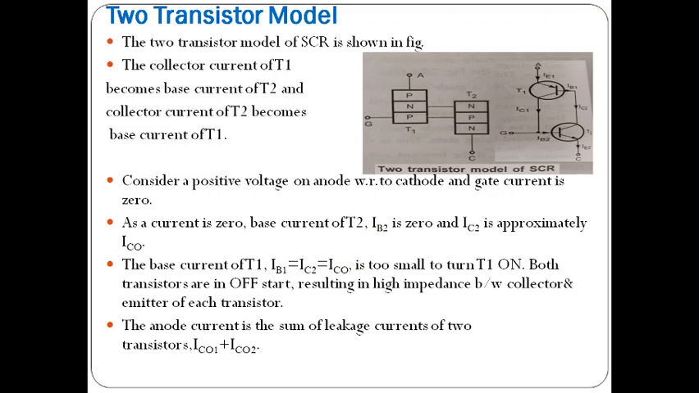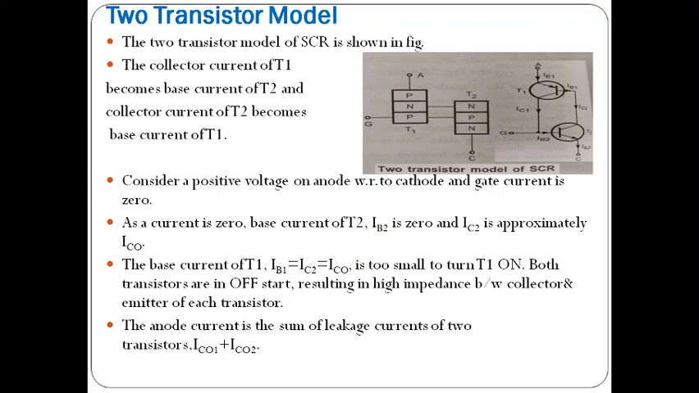Now, in the second case, we apply a positive gate voltage from gate to cathode. Then what happens? Holes are injected into the base of T2. This forward biases the base-emitter junction of T2. Then it increases the current IC2. Again, this IC2 is nothing but IB1. This collector current IC2 is the base current of transistor T1.